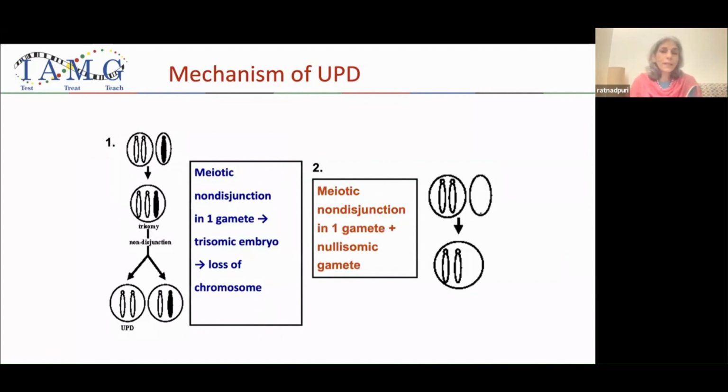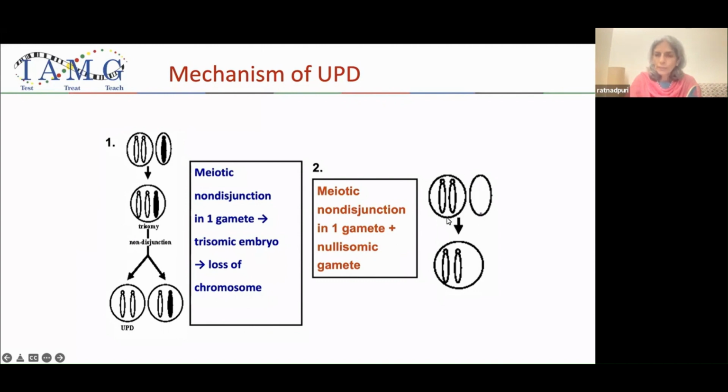How does this occur? There are many mechanisms. It can occur during meiosis, or it can occur during mitosis. In meiosis, by chance, if one gamete has both the chromosomes because chromosomal separation has not occurred, then there is a trisomic zygote. This trisomic zygote may not be compatible, and then there is non-disjunction during meiosis, and we can have UPD. So both these chromosomes come from one parent, and this you can see is UPD.